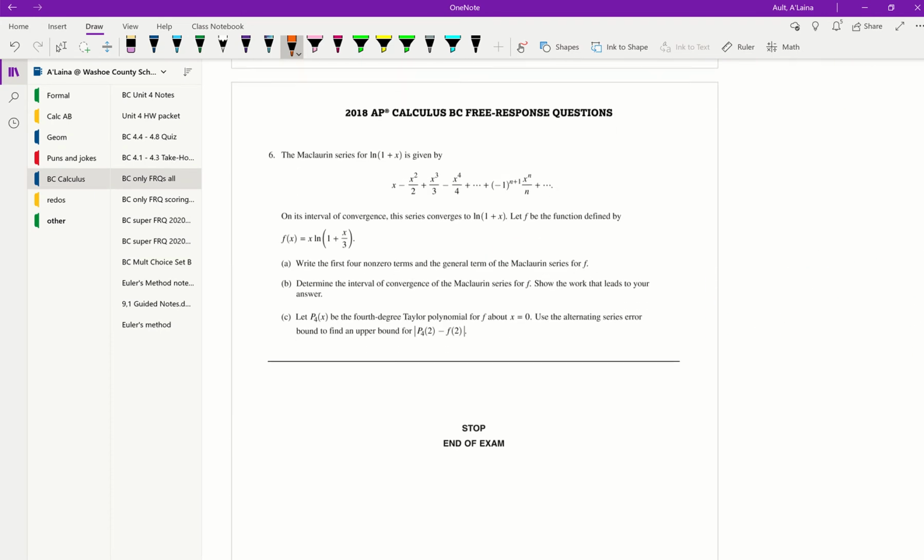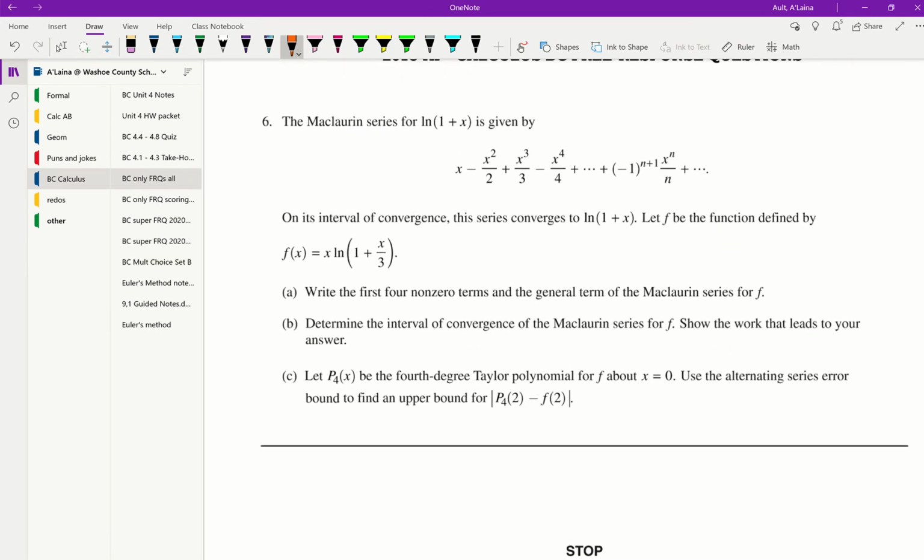year's FRQs for BC. The Maclaurin series for the natural log of 1 plus x is given by, and then we have the Taylor series, or the Maclaurin series below. On its interval of convergence, it converges to the natural log of 1 plus x. Okay, that's what convergence means. It means that when you write that polynomial, it's a match for what that original expression that we can't usually talk about in an algebraic form would be.